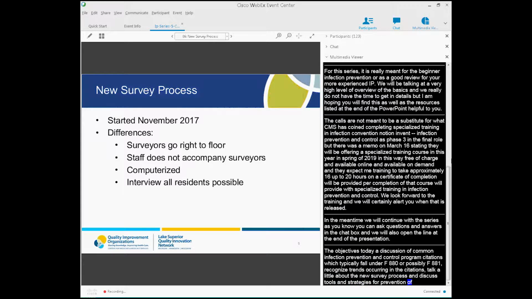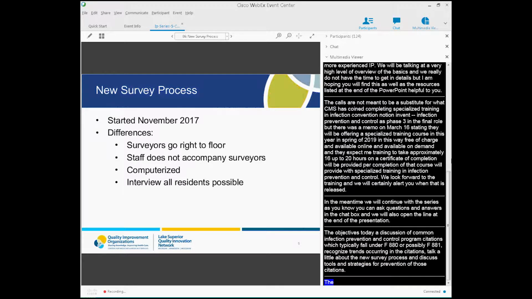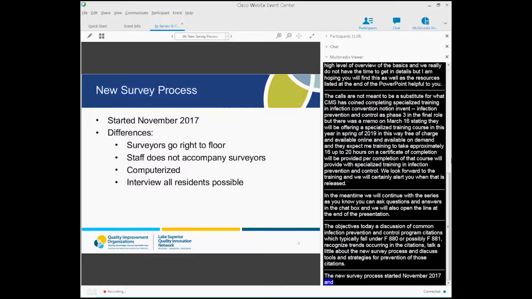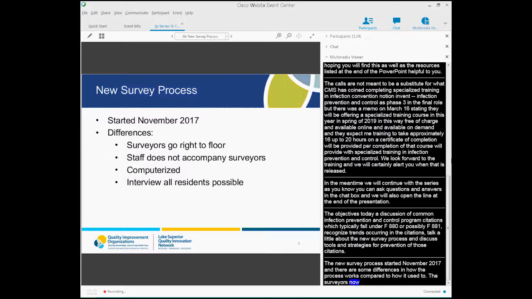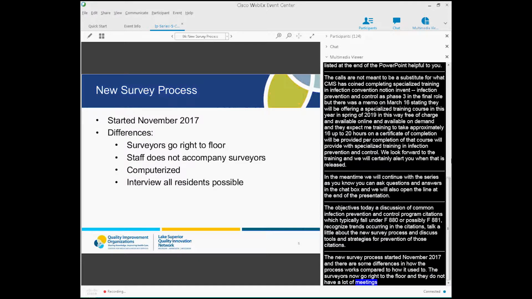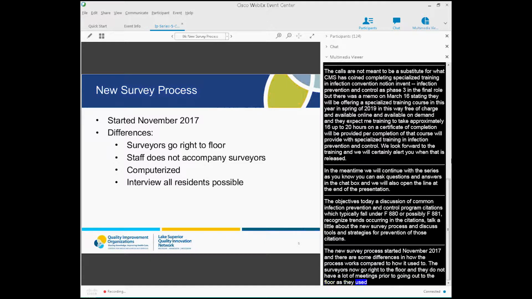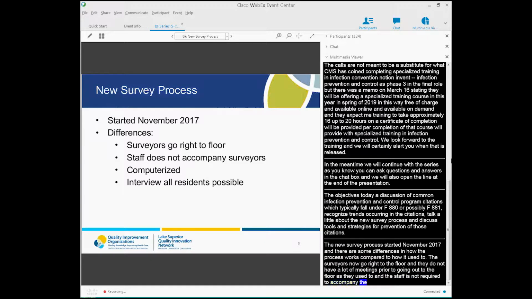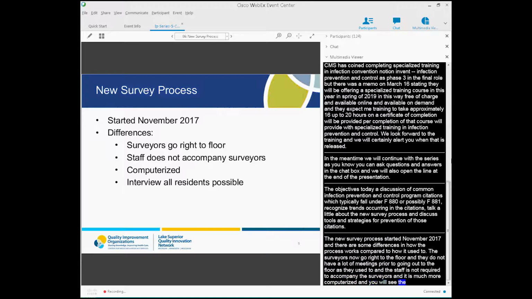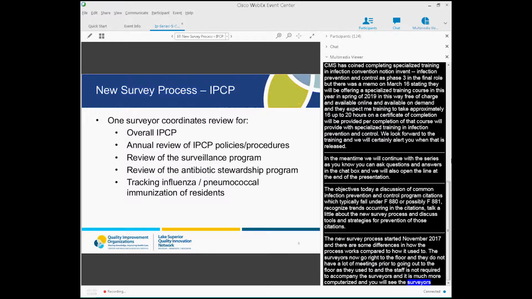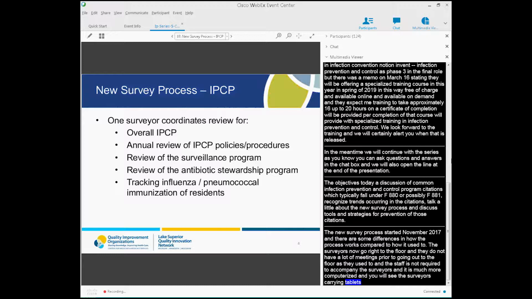So the new survey process started in November of 2017, and there are some differences in how the process works compared to how it used to. The surveyors now go right to the floor. They don't have a lot of meetings prior to going out to the floor as they used to. Your staff is not required to accompany the surveyors. It is much more computerized. You will see the surveyors carrying their tablets and putting the information directly into them. And they will interview all residents possible to get a better picture, really, of the status of what's going on at your nursing home. We're going to talk today, really, about how that survey process is related to the Infection Prevention and Control Program.